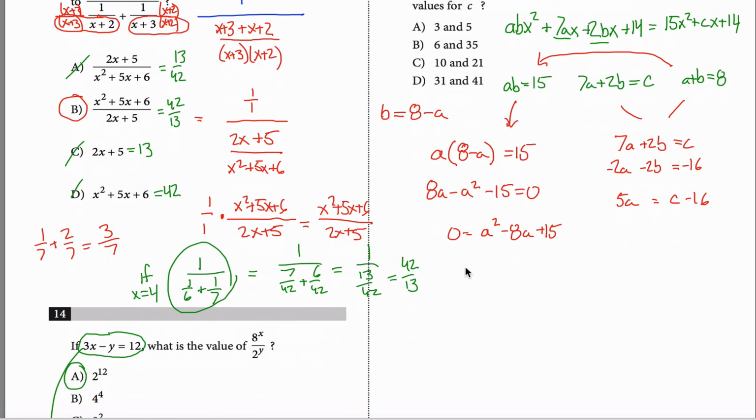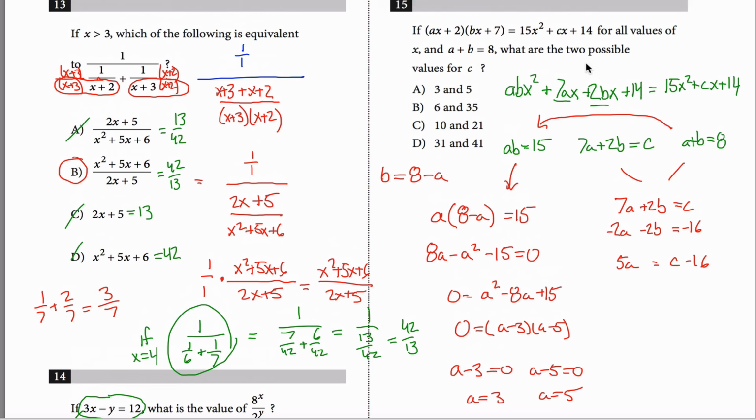Then if you factor this, you'll get a minus 3 times a minus 5 is equal to a squared minus 8a plus 15. Negative 3 and negative 5: their product is positive 15 and their sum is negative 8. So either a minus 3 equals 0 or a minus 5 equals 0. So either a equals 3 or a equals 5. Oh, cool, so the answer is 3 and 5? No. Because this is asking what are the two possible values of c. You found the two possible values of a.